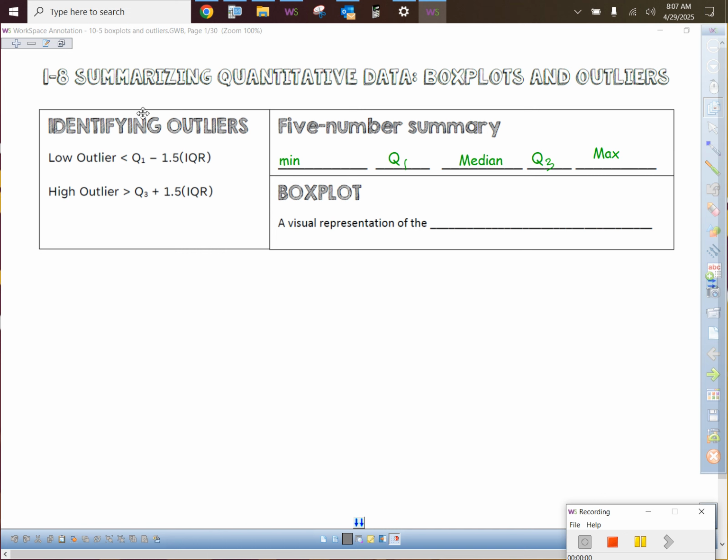So here's the formulas right here. We will come back to it often. I would say this is a pretty important practice sheet because it's got some formulas of how to find a low outlier and how to find a high outlier. Let me explain that real quick.